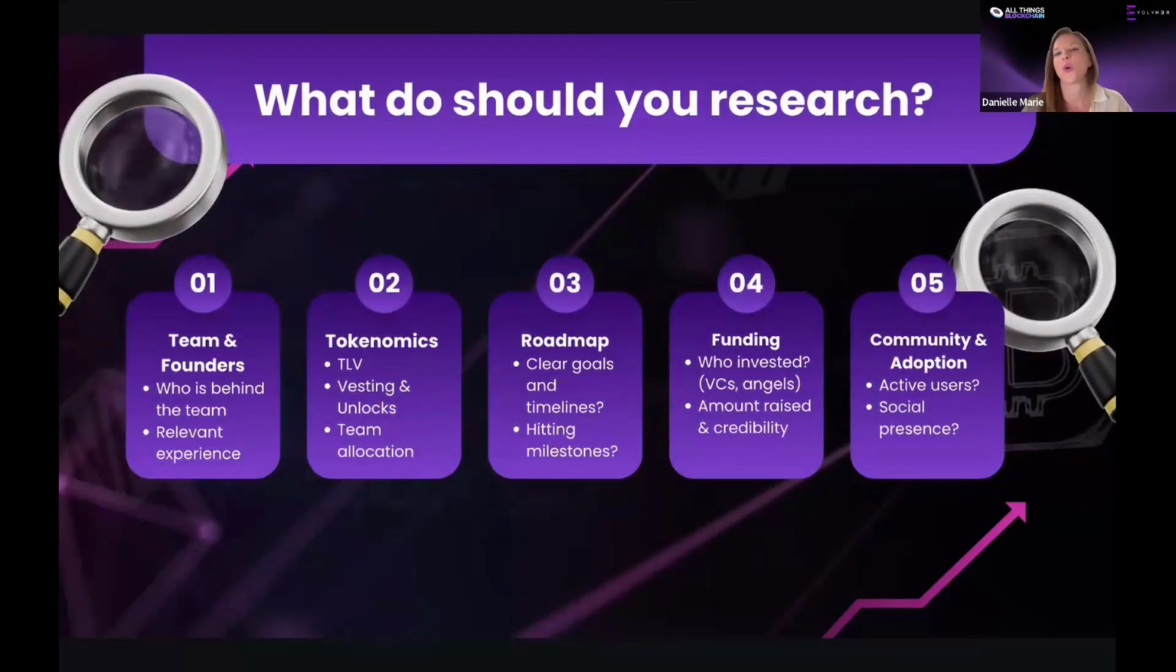Yeah. So these are the first five that I think are definitely a must if you're going to research any type of project. Who are the founders? Look at the tokenomics. What's the roadmap? Do they have funding? How are they getting funding? How was it raised? How much did they raise? How much runway do they have? And what kind of users do they have? Is it a utility token? What's their plan to get network effect?